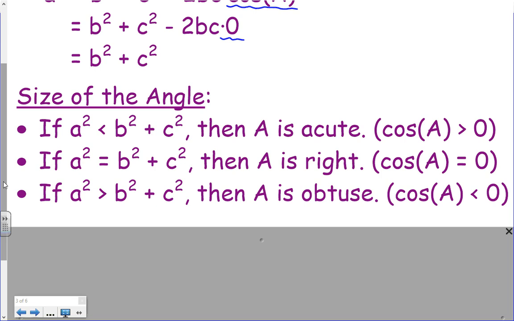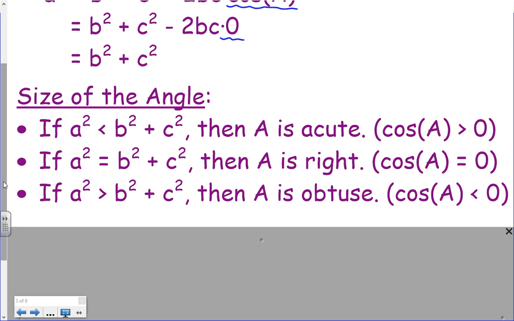So the first bullet there says that if a squared is less than b squared plus c squared, then that means you have an acute angle for A. Now the reason for that is that the cosine of an angle between 0 and 90 degrees is positive. It's greater than 0. So that 2bc cosine of A that you're subtracting off has to be a value you're subtracting from b squared plus c squared to finally equal a squared. So that's the reason why I know that if a squared is less than b squared plus c squared, we've got ourselves an acute angle.